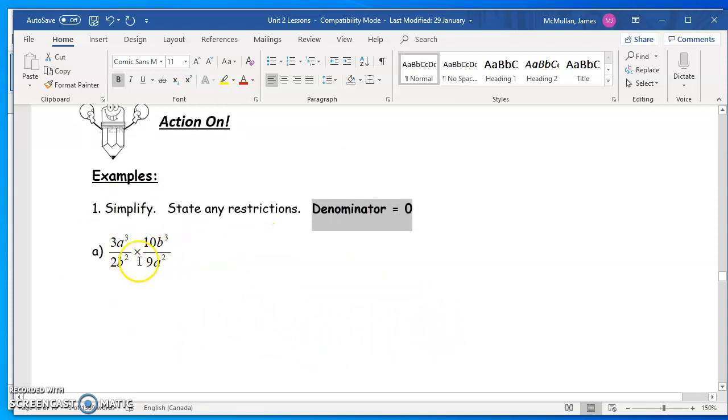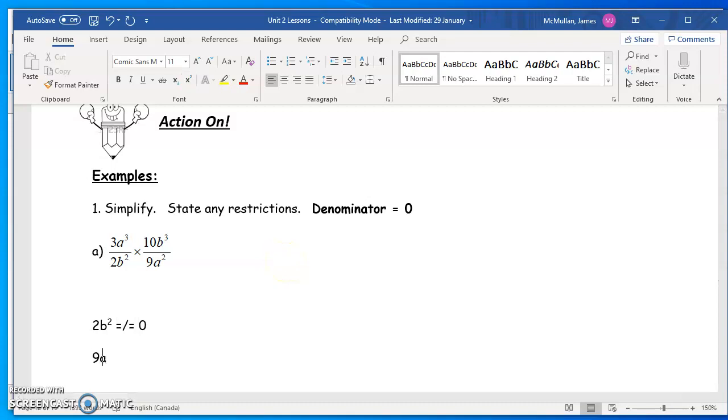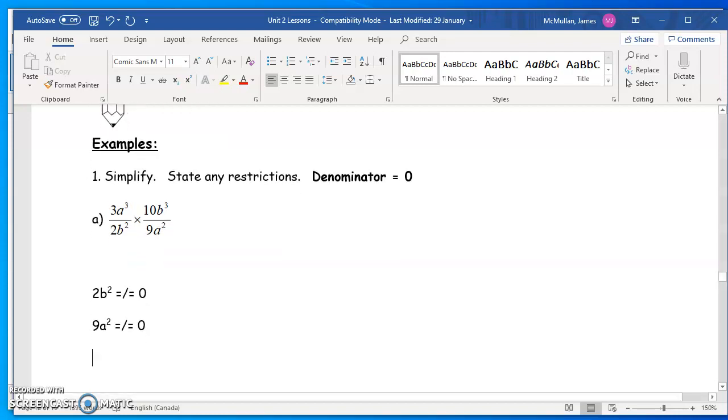So if we look at this first one, basically there are two possibilities for restrictions. 2b squared cannot be 0, and 9a squared cannot be 0. Now again, some algebra will show you that if you bring the 2 over to the other side and then square root, we arrive at the restriction a and b cannot be 0. Okay, so that's just going to be your restriction for this first one. You're just looking at the denominator and saying what values of the variable produce a 0 in the denominator.